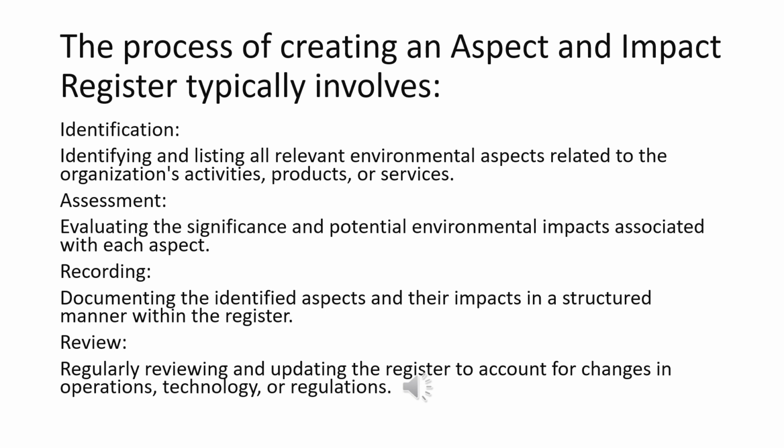1. Identification. Identifying and listing all relevant environmental aspects related to the organization's activities, products, or services. Examples: energy consumption, electricity usage, fuel consumption, renewable energy utilization; emissions to air, greenhouse gas emissions, CO2, methane, air pollutants, NOx, SOx, particulate matter; water usage, water consumption, water discharges, water pollution potential; waste generation, solid waste production, hazardous waste generation, recycling and waste reduction initiatives.